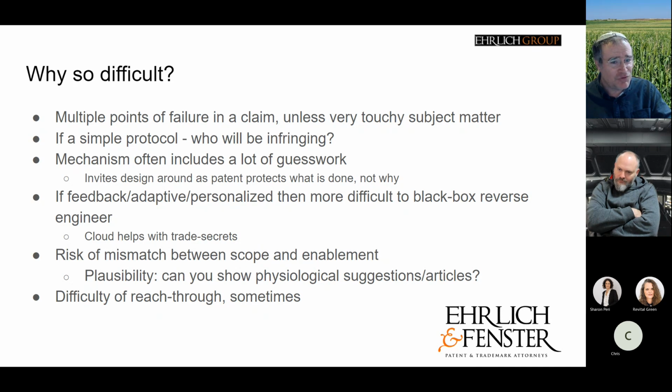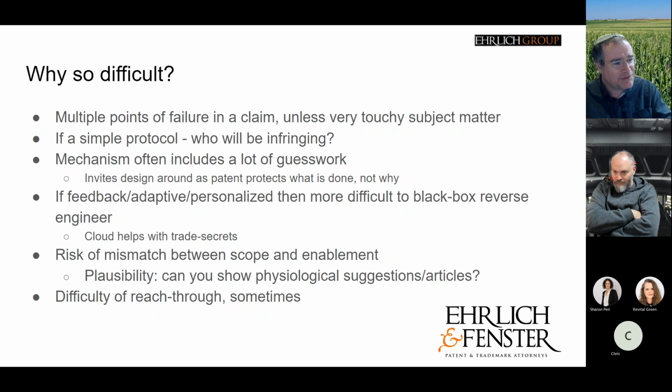The mechanism behind the protocol usually has a lot of guesswork. And again, that invites design around, because if you don't know what's happening, people can find a different way of doing it. If you do have a sophisticated protocol, which includes feedback, which is adaptive to situations, which is personalized to a user, then obviously it's much more difficult to do a black box reverse engineering.